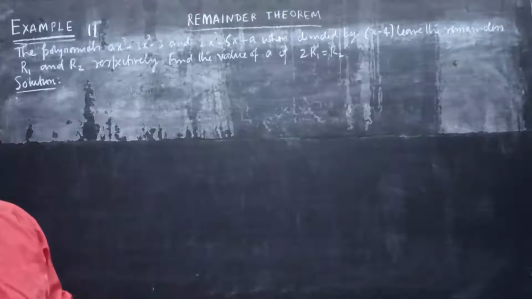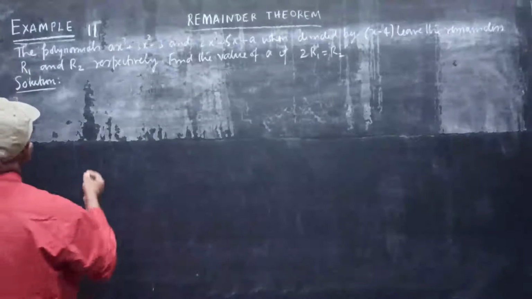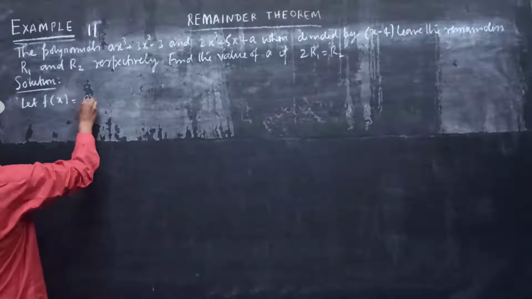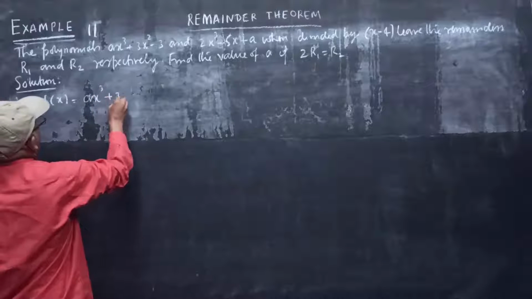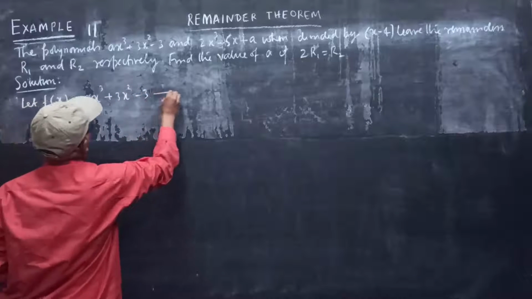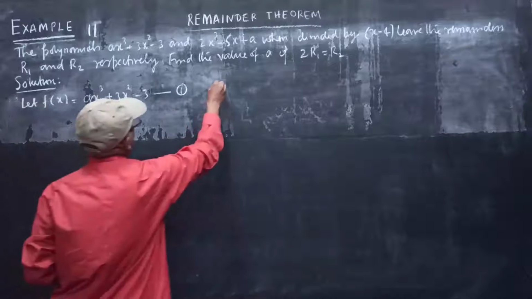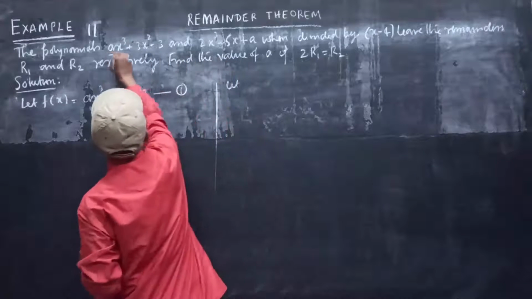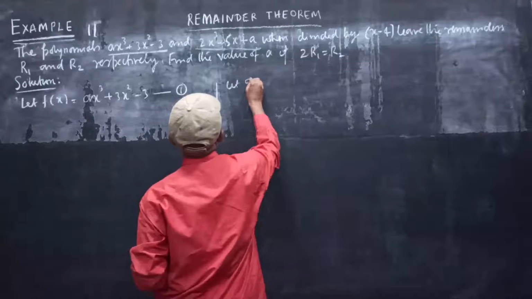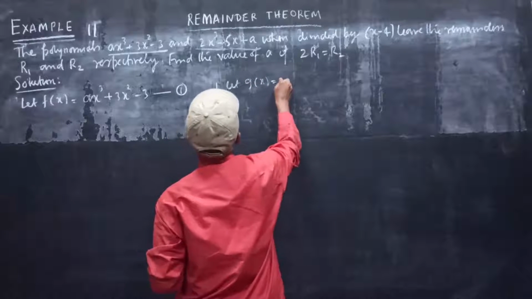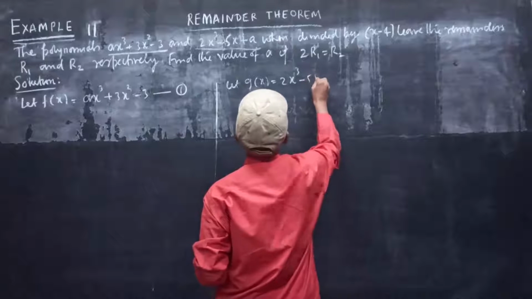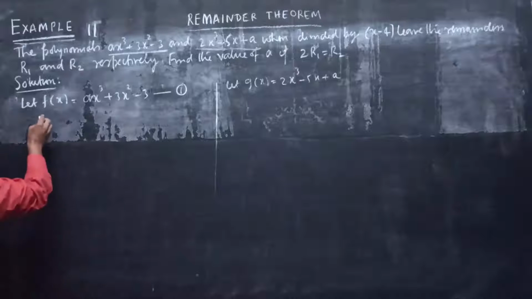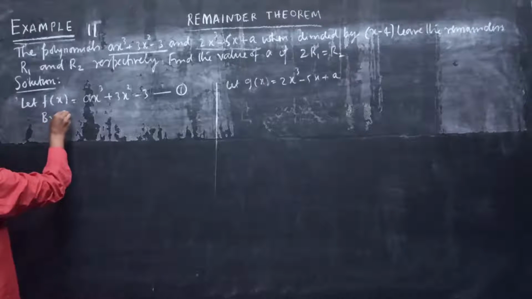This is the problem. Now we shall solve it. Let us take the first polynomial as f(x) = ax³ + 3x² − 3, result number 1. Let us take another polynomial, g(x) = 2x³ − 5x + a. When both the polynomials are divided by x − 4, we shall apply the remainder theorem.